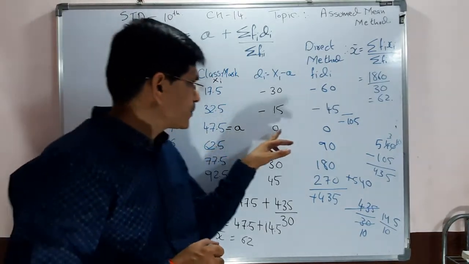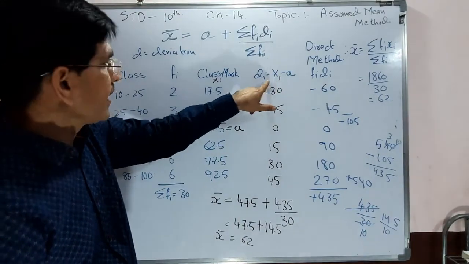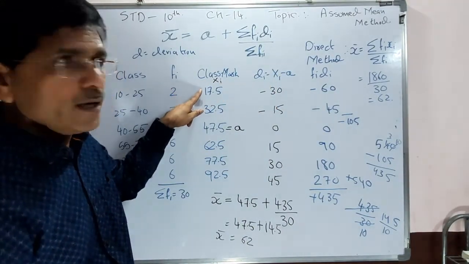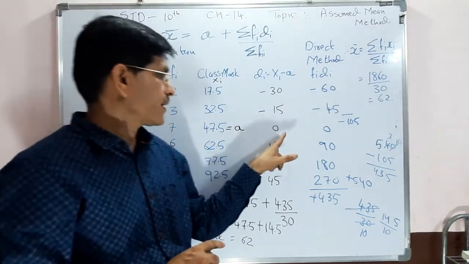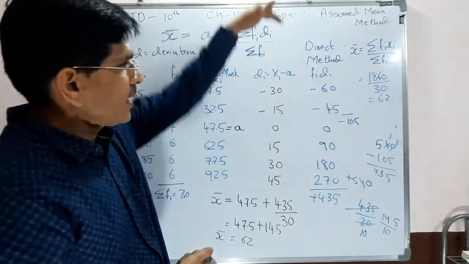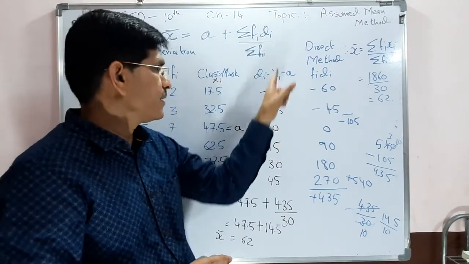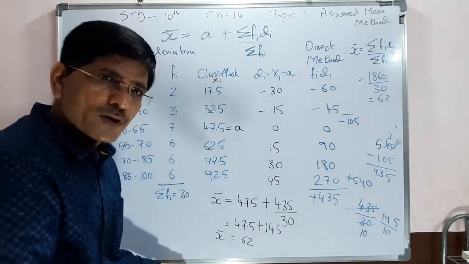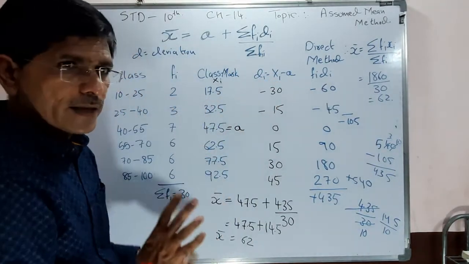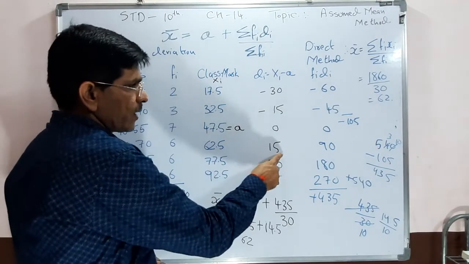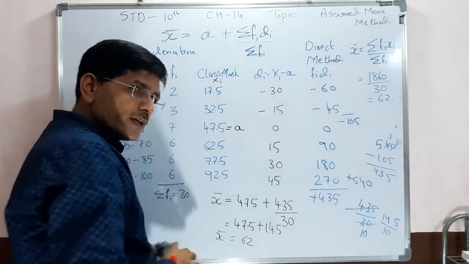Wherever you assume a, always put di equal to 0. Why? Because xi minus a. Here xi is 47.5 and a is also 47.5, so we get 0. What do we have to write about? The difference is 15, so above it negative: minus 15, minus 30. Below, always positive: 15, 30, 45. If you do it by this formula, we get the same answer. Check: 62.5 minus 47.5 gives 15.